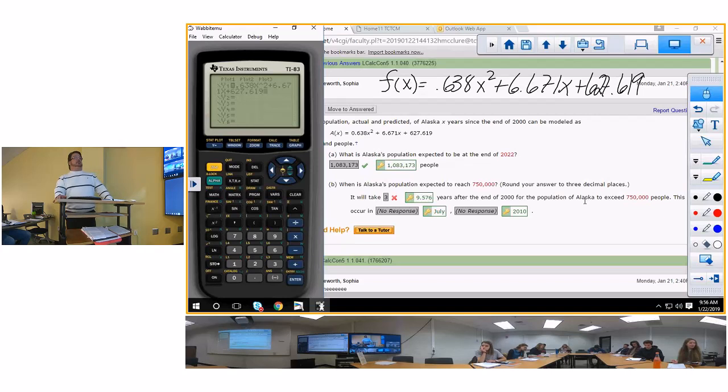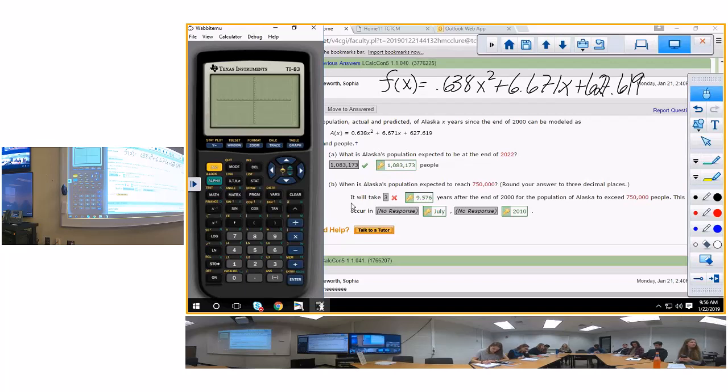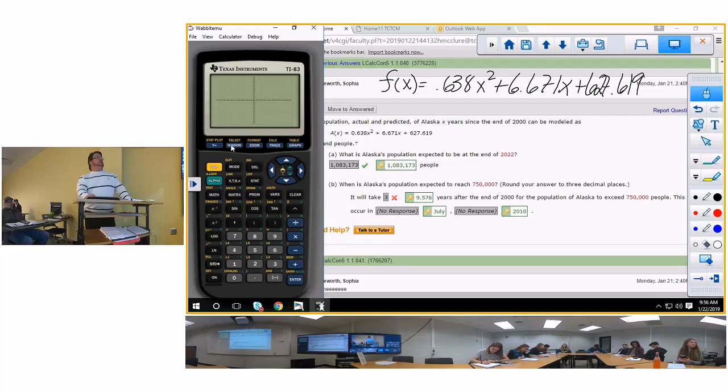How do you get that? Well, plug in 0 for x. You get 627.619. That is your y-intercept. So you know your window, the y is going to have to go up to at least 700 or 800, right? Because otherwise you're not going to be able to see it. All right, so let's hit graph. You're not going to be able to see it. So we go to window, and I'm going to change the y max to 800.